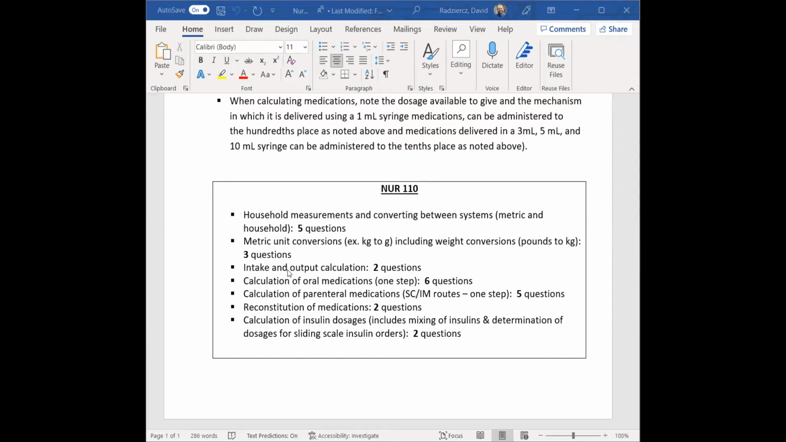Then you have some reconstitution questions, and then there are some insulin dosage questions, meaning how do you mix, or what's the proper way to mix insulin, and then also reviewing a sliding scale. So we're going to see some practice on that.